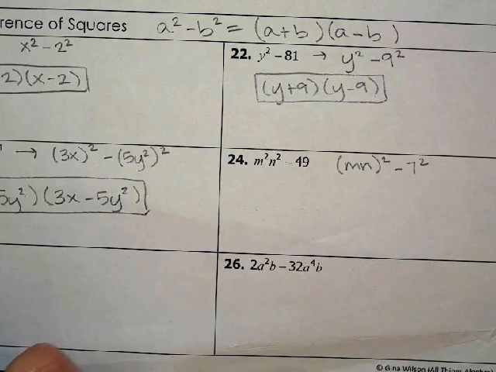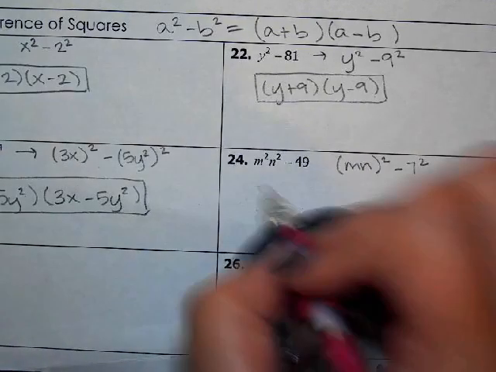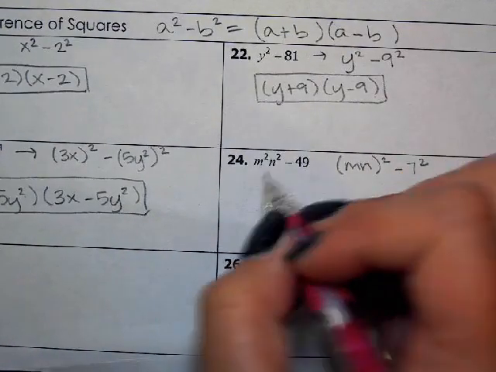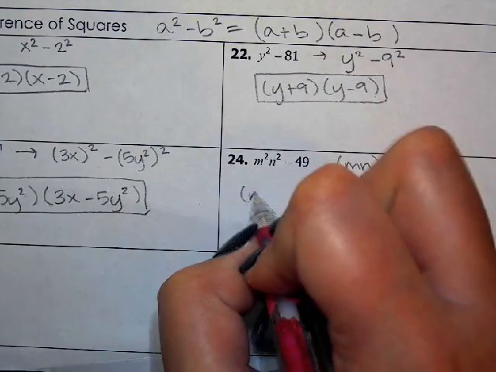Okay, so what's the first set of parentheses? mn plus 7, and then mn minus 7.